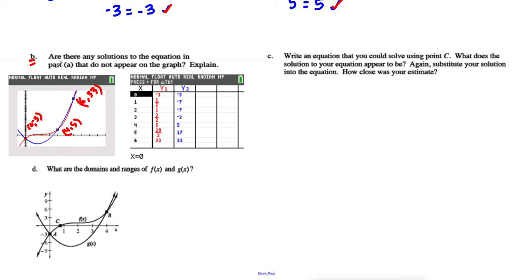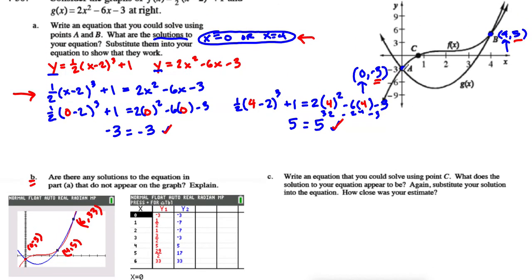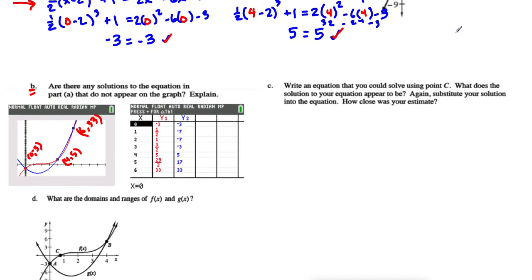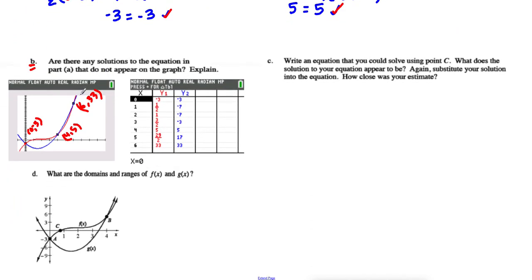So when the question asks, are there any solutions to the equation in part A that do not appear on the graph? The graph that they gave us does not show every solution. You see up here, this one only shows 1, 2 solutions. Our other solution would be up here a little bit higher. So we do have a third solution there. So are there any solutions that do not appear on the graph? You would want to say yes on this one. And then you could explain, yes, there is a third intersection point out there.